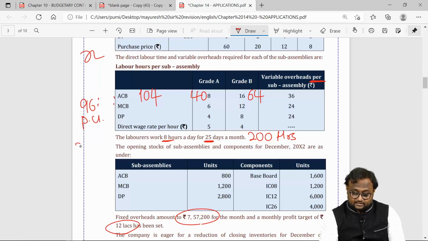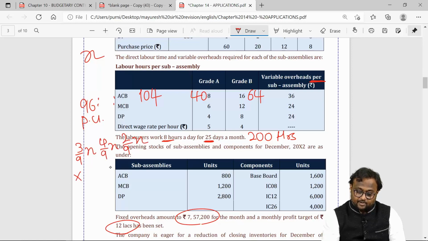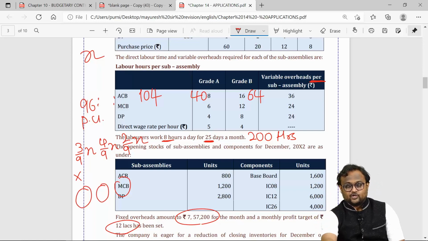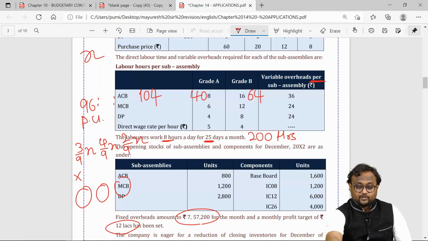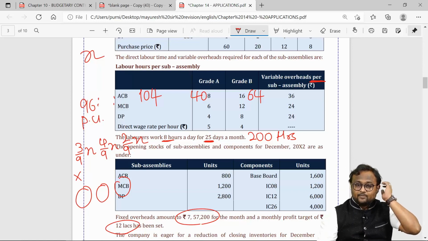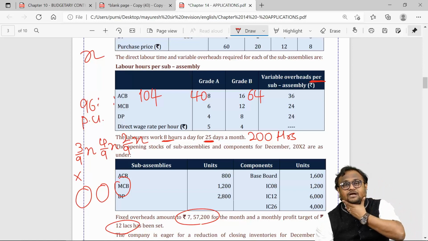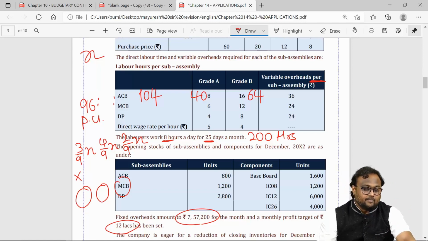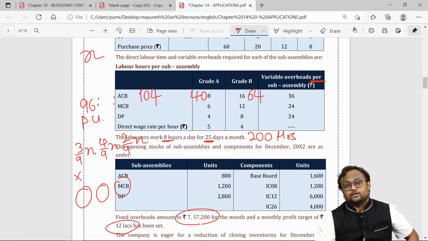If total quantity is X, then 3 by 9X, 4 by 9X and 2 by 9X will be the three quantity structures. Multiplied by per unit contribution will give you individual total contribution of the three products. You already have per unit contribution with you guys, multiplied by quantity of ACB, MCB and DP, will give you total contribution of ACB, MCB and DP.